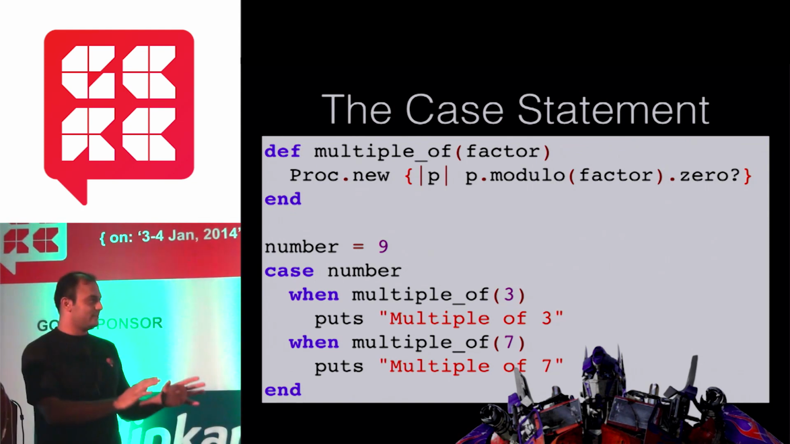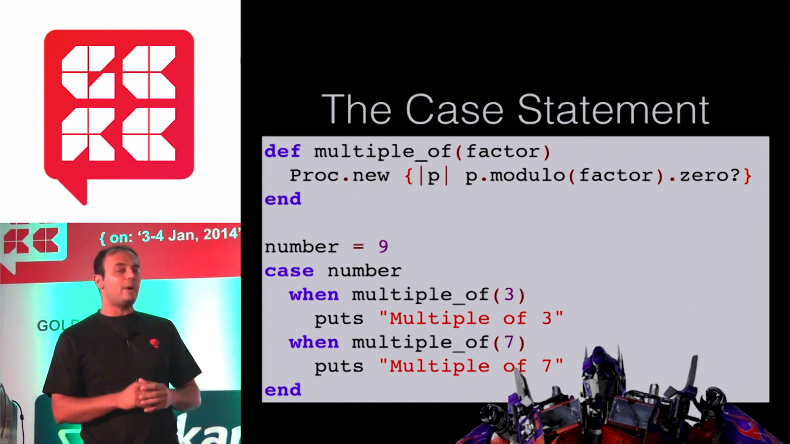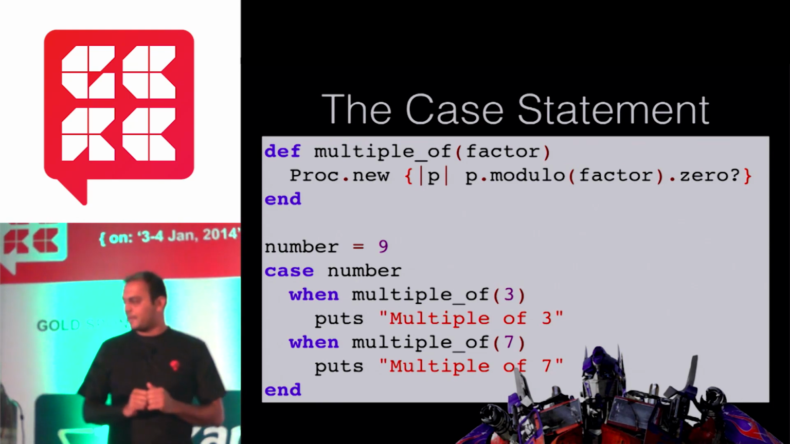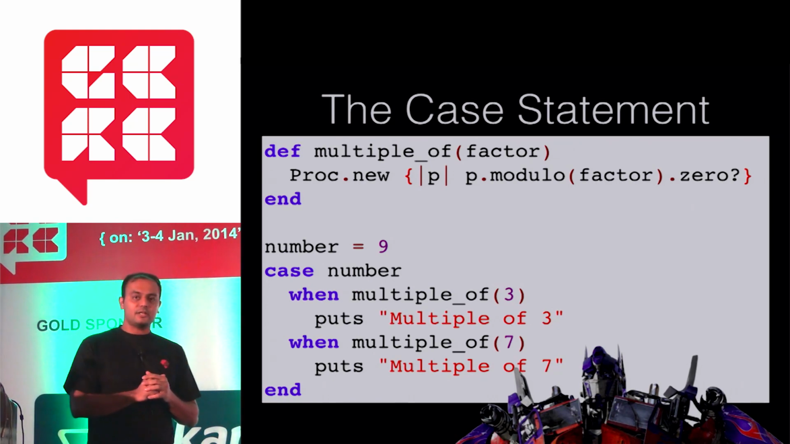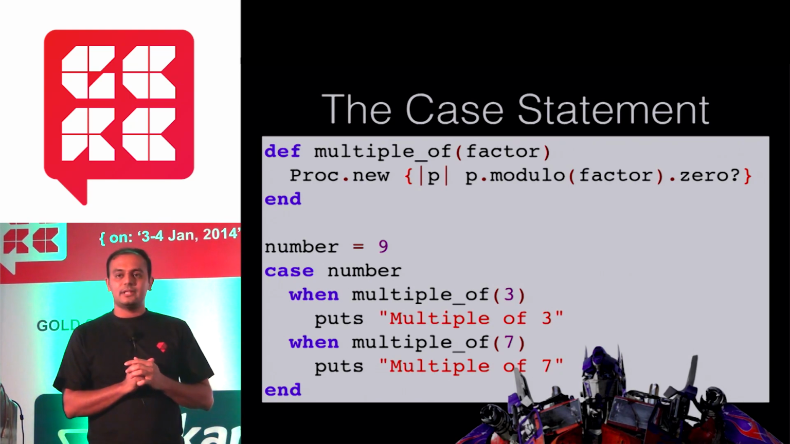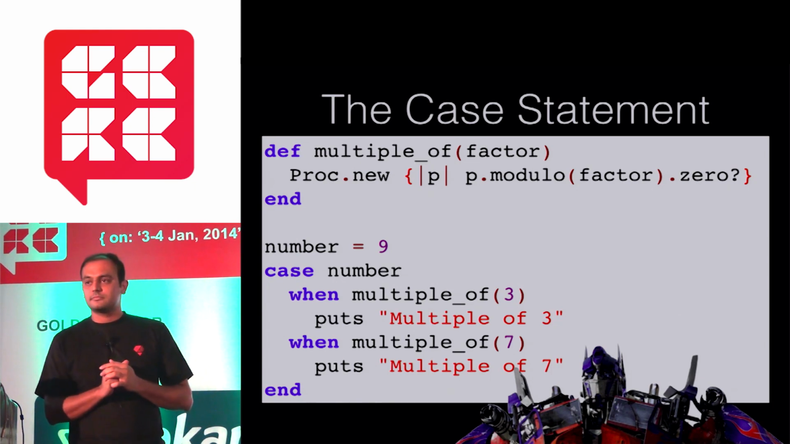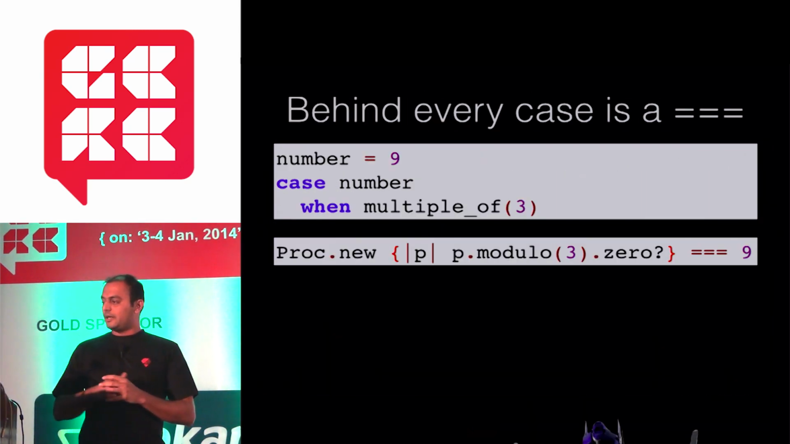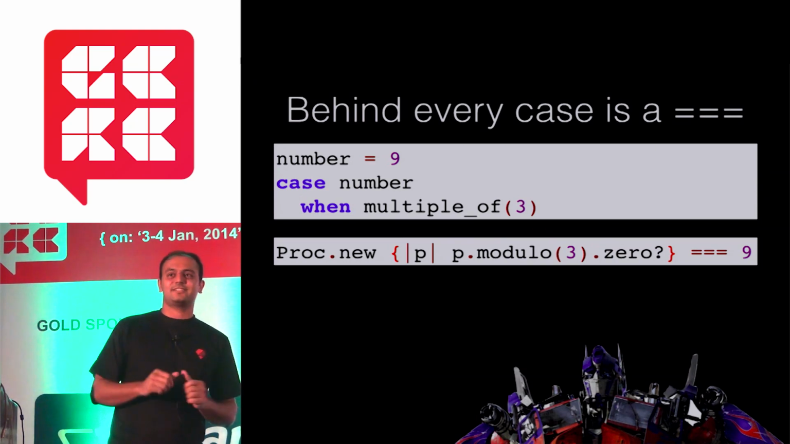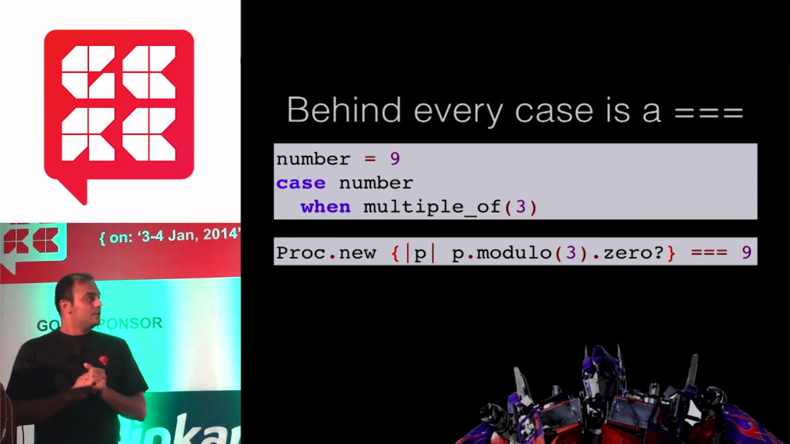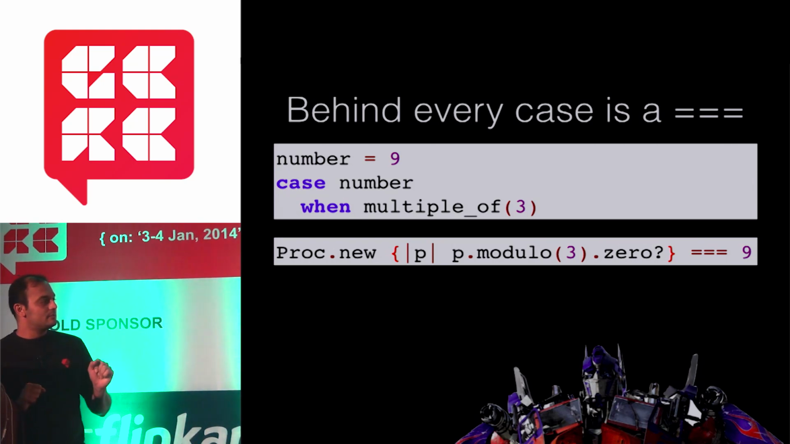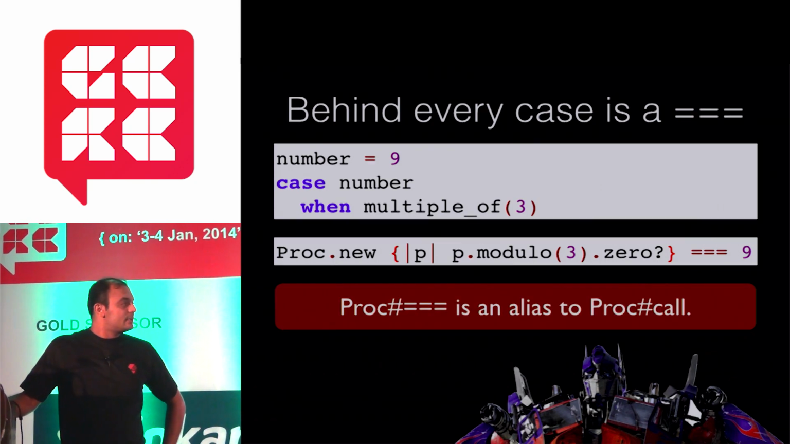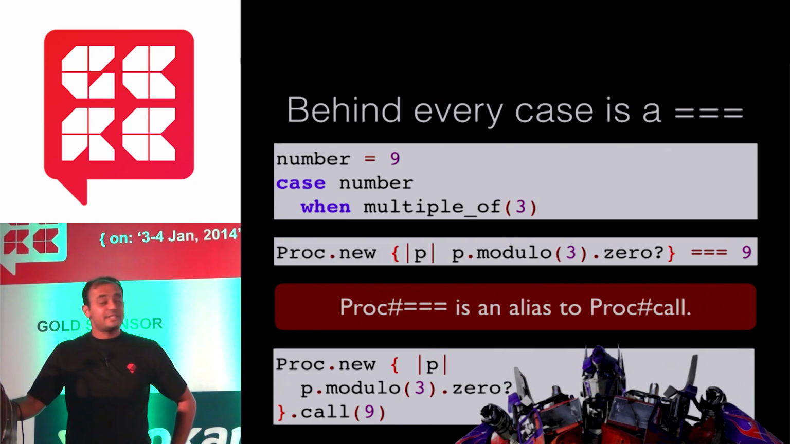Well, it's true. You're absolutely right. Ruby's not that weird. It'll give you the right answers, but my question is, multiple of is a method, right? It takes one parameter, which I have passed. How was it compared with 9? Where did 9 come into the picture? Behind every successful case is a case equality operator. So what actually happens is that number 9 is used with a case equality operator. And that case equality operator is an alias to the proc call, which actually gets us our output.